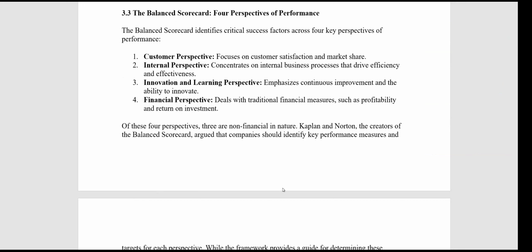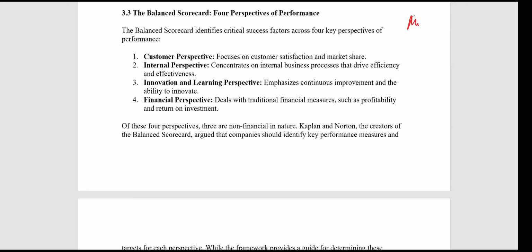So the balanced scorecard identifies critical success factors across 4 key perspectives of performance. Customer perspective: focus on customer satisfaction and market share. Internal perspective: concentrate on internal business processes that drive efficiency and effectiveness. Innovation and learning perspective emphasizes continuous improvement and the ability to innovate. Financial perspective deals with traditional financial measures such as profitability and return on investment.